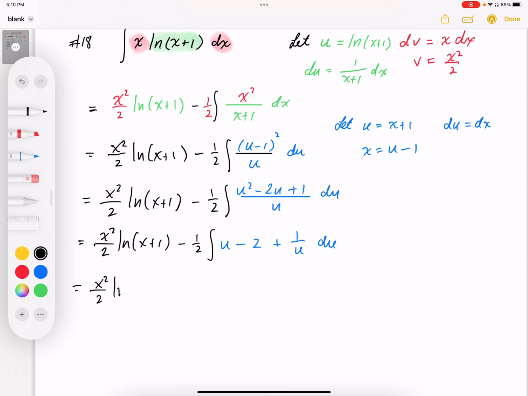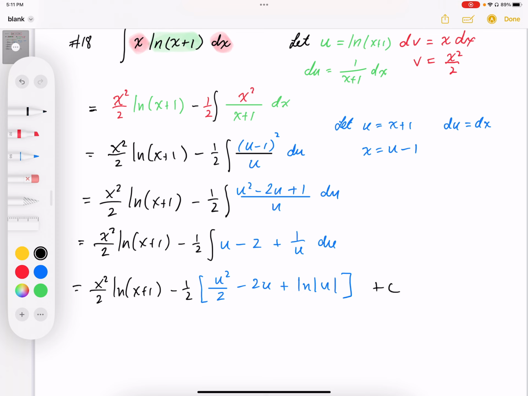So we end up with x squared over 2 log x plus 1 minus 1/2. And this can be anti-differentiated into u squared over 2 minus 2u plus log u plus c. Okay, so that plus c is not just on that, but on the whole, it can be the plus c for the whole expression.